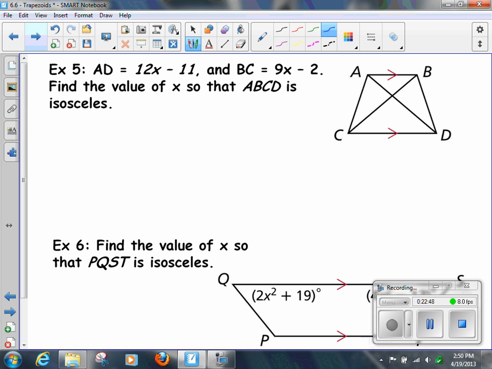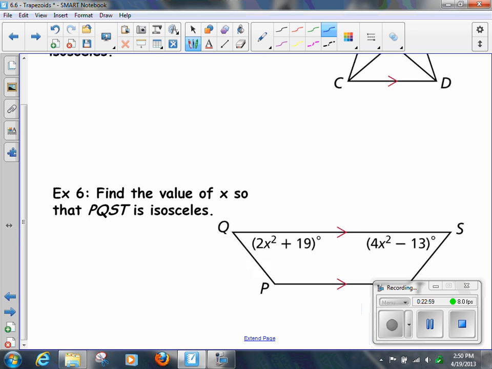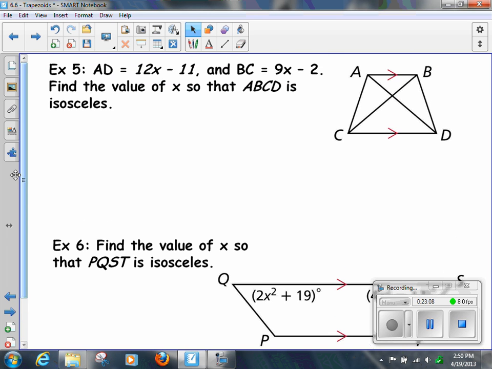AD is 12x minus 11. BC is 9x minus 2. I want you to find the value of x. I want you to do that one on your own. And I want you to try number 6 on your own. You guys can do both of those problems.